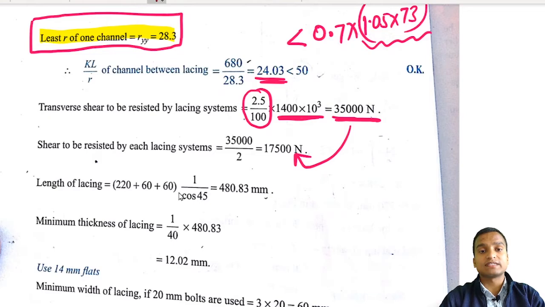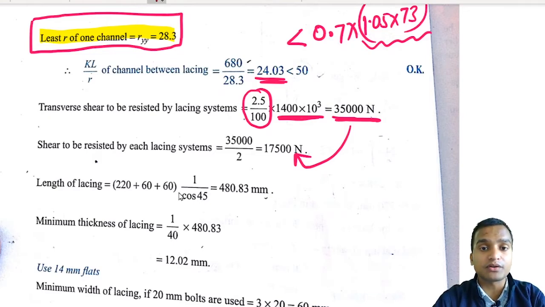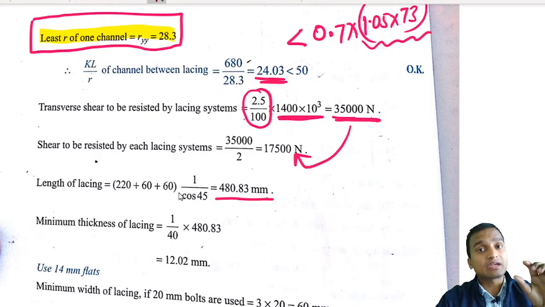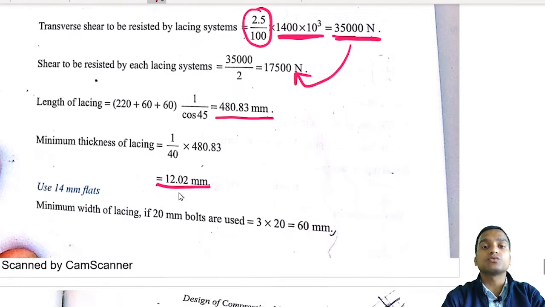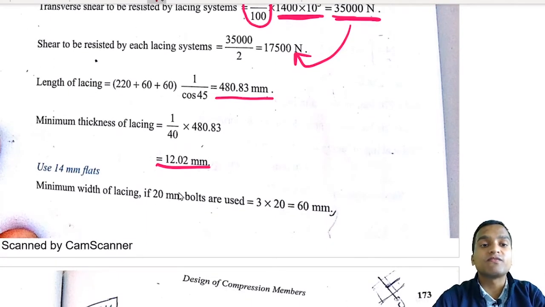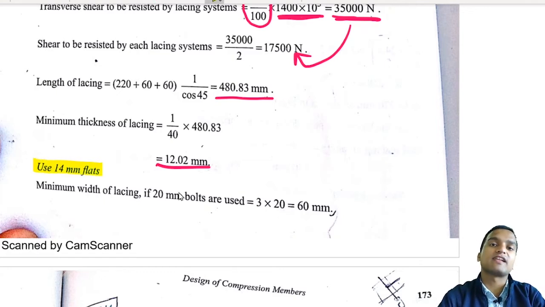Now the length of lacing can be calculated by trigonometry, and this comes out to be 480 mm, and the thickness of lacing is equal to 1 by 40 of the effective length of the lacing. So this comes out to be 12 mm. So here we are going to use 14 mm flats. Flats are the steel section, and we have chosen 14 mm flats. So the thickness of flats is 14 mm.